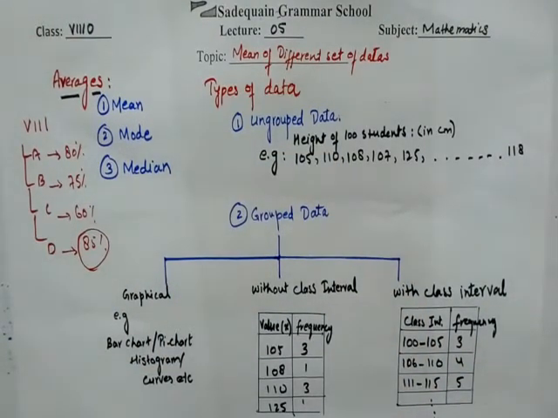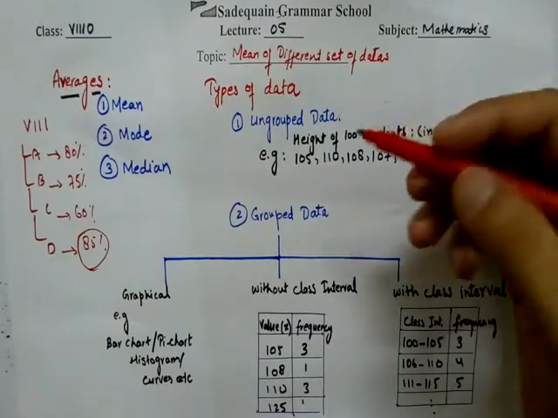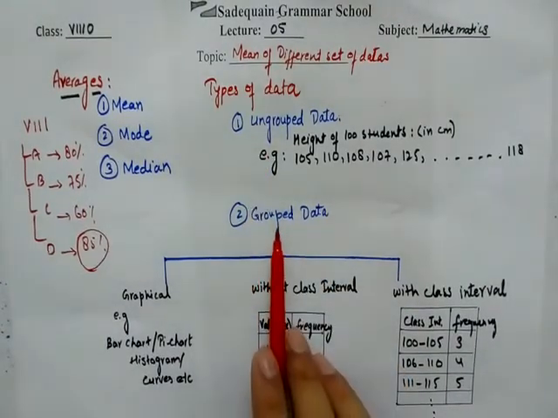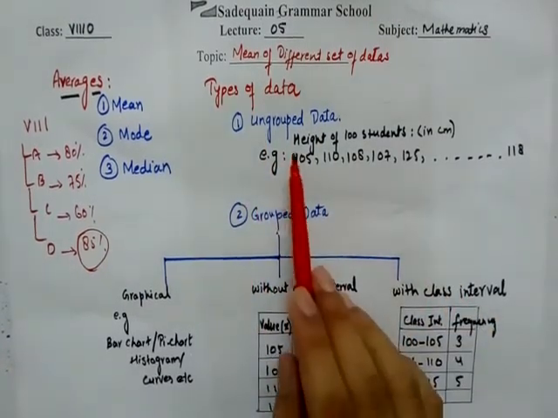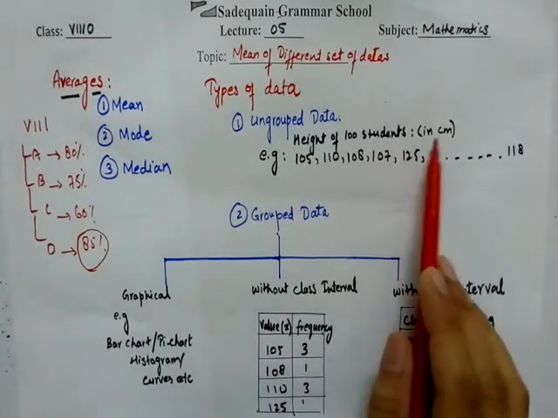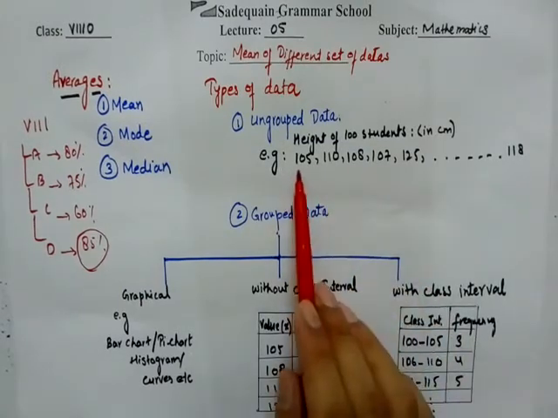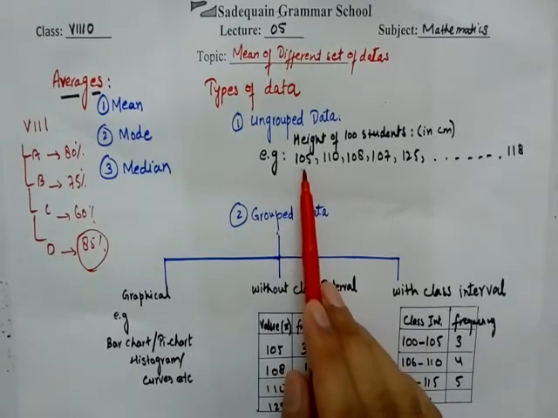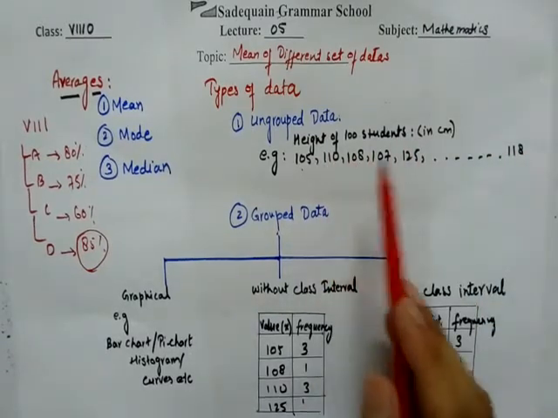Now move on to the types of data. There are different types of data, but data can be broadly classified into two types: ungrouped versus grouped. Ungrouped data is raw data. Let's say I have collected the height of 100 students in centimeters, so I will note it down in a copy. I've written 105 centimeters as the height of the first student, second student, and so on. I have collected the raw data of 100 students and written their heights.